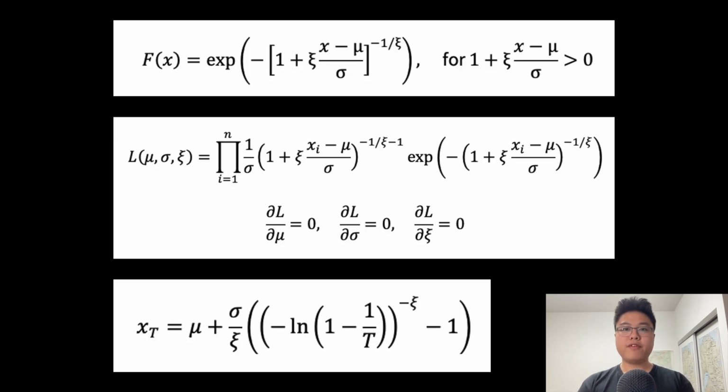In truth, I fit the CDF of the GEV distribution to the data. I then solve for the maximum likelihood estimator using these 3 derivatives. And then I put the parameters mu, sigma, and chi into the return level equation here.